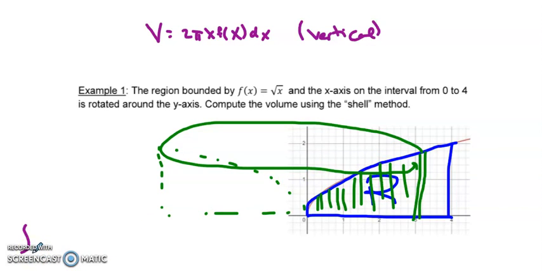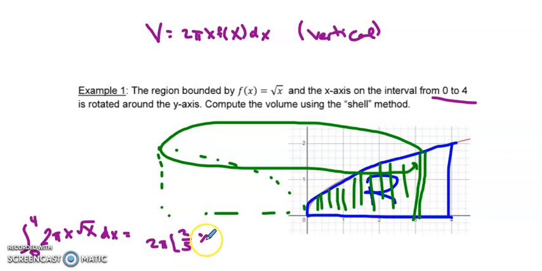And the interval on which we are integrating is from 0 to 4. That is my x-axis interval as given. And then I need 2 pi, and I need x, and then I need f of x, and then I need dx. And I can multiply all this out. I'm going to go ahead and factor out the 2 pi in front. And when I integrate x times the square root of x, I have x to the 3 halves, then goes to 5 halves. It goes to 2/5 x to the 5 halves. And then I need to integrate that on the interval from 0 to 4.